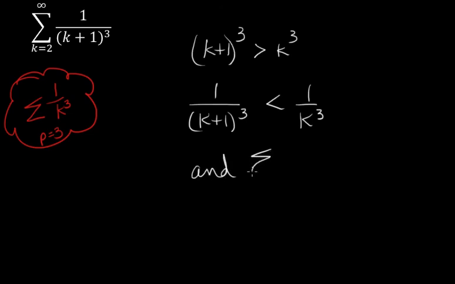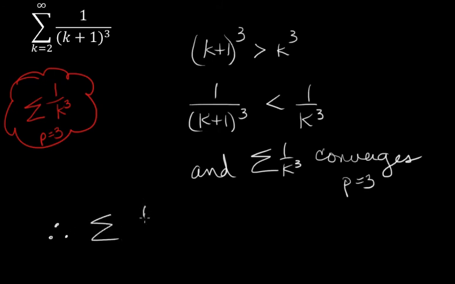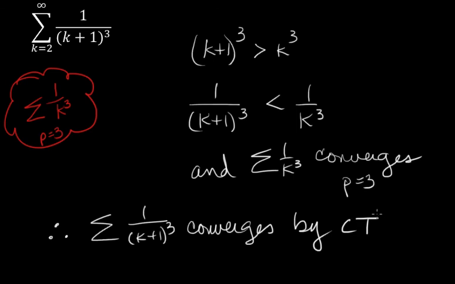And sigma 1 over k cubed converges. Now you have to tell me how you know that, and I would just write p equals 3. You see it's a p series and p is greater than 1. We conclude then that sigma 1 over k plus 1 cubed converges by the comparison test. We compared it to a p series. Usually when you're using the comparison test, you're going to compare it to a geometric series or a p series.